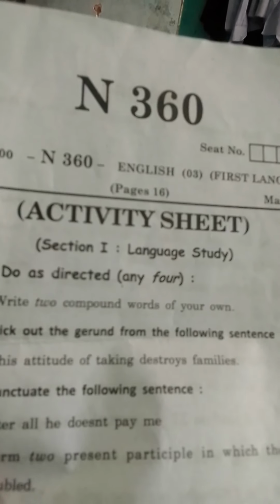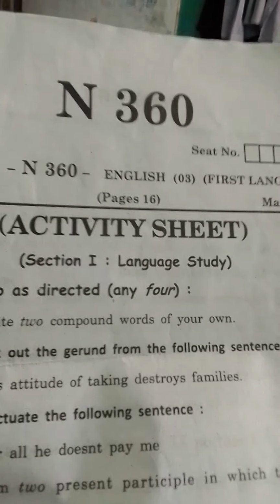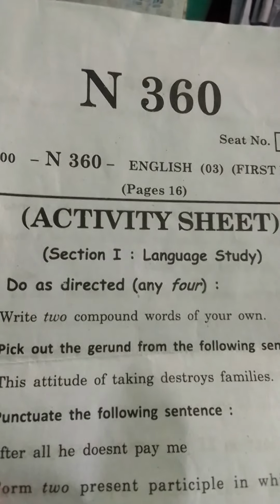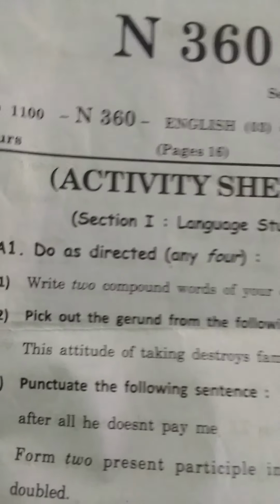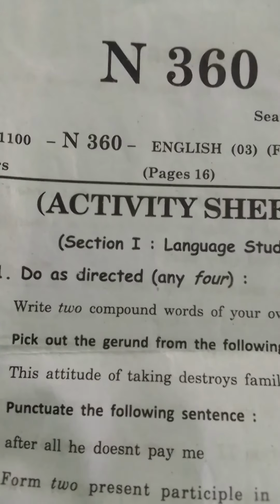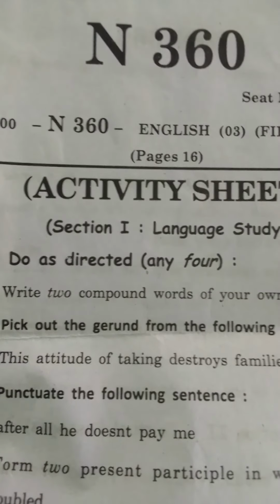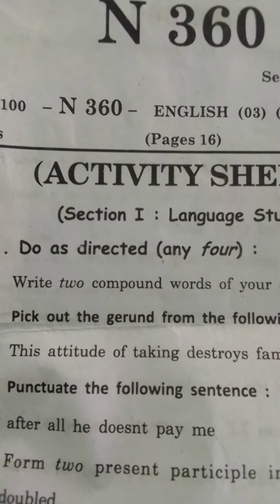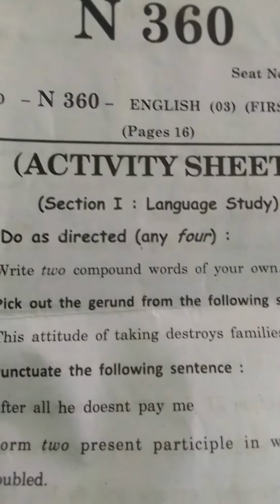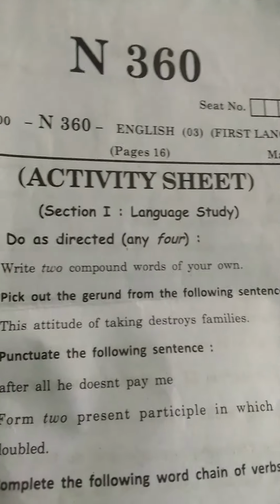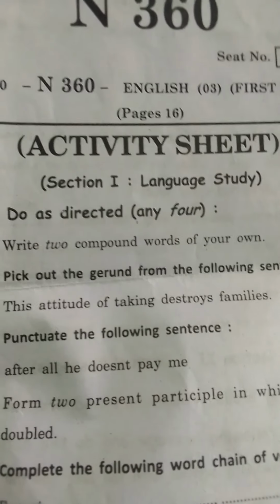Pick out the gerund from the following sentence. The attitude of taking destroys families. Children, you know that a gerund can be identified by ing added to a verb as a suffix. So the attitude of taking destroys family. Can you tell me which one is gerund here? Only one ing verb is visible in this question. Yeah, correct. It is taking.